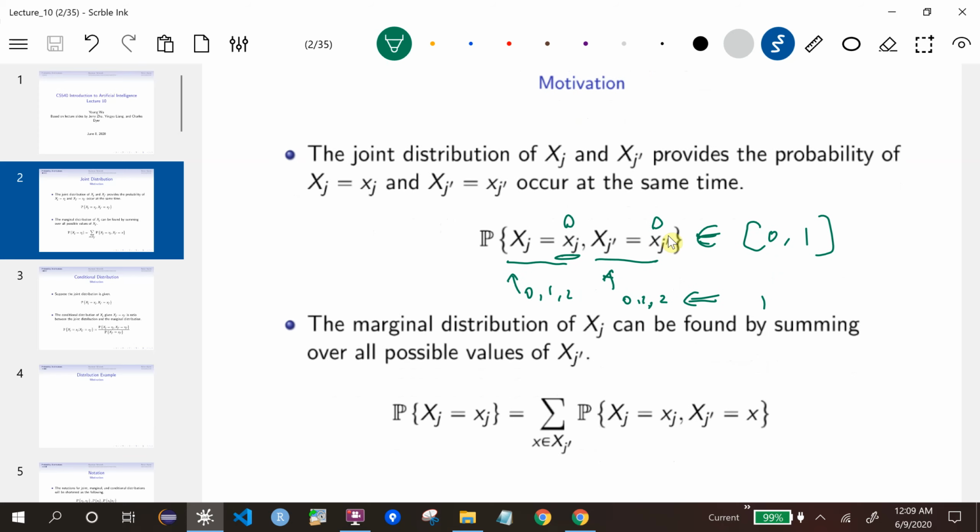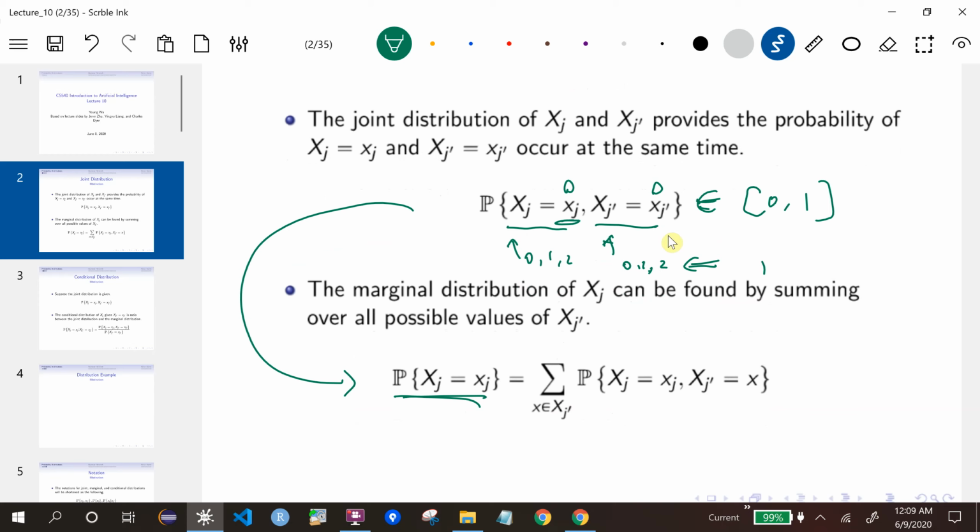And given that, we can compute the marginal probability. So we can compute the probability of only one of them taking on a specific value, independent of the other one. You can probably guess we're just summing up all possible values of the other random variable. So here, the small letter x is all possible values of xj prime, and we sum up the probabilities over all of these x. The resulting probability is called the marginal distribution of xj.